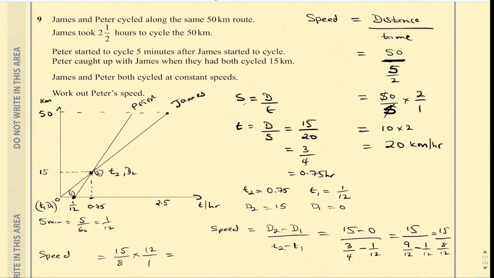And that will become, well, 4 in 8, that will be 2. And 4 in 12, that will be 3. So 15 times 3 is 45 over 2, which gives us 22.5 kilometers per hour. So Peter's speed is 22.5 kilometers per hour.